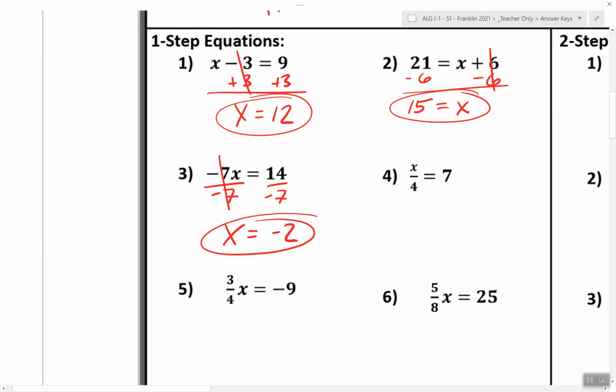Okay, number 4, x divided by 4 equals 7. The opposite of division is multiplication. So we're going to multiply both sides by 4. Those two will cancel here, leaving just x equals 28. 7 times 4 is 28.